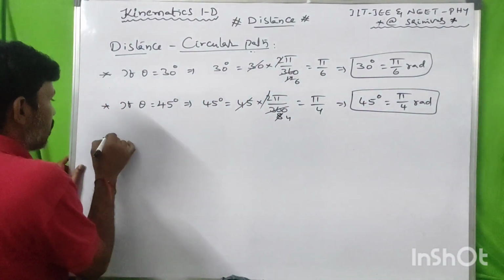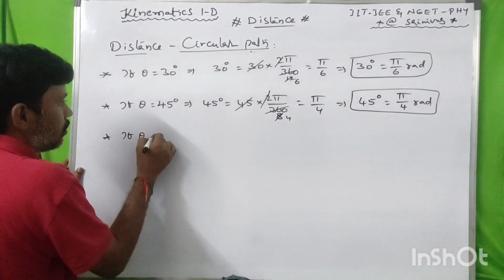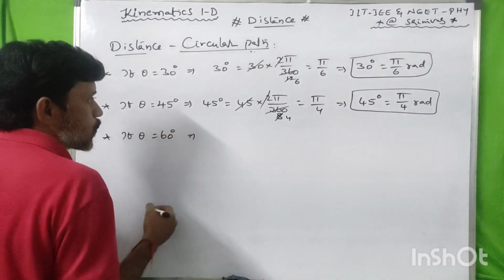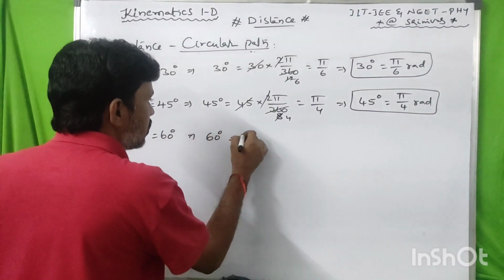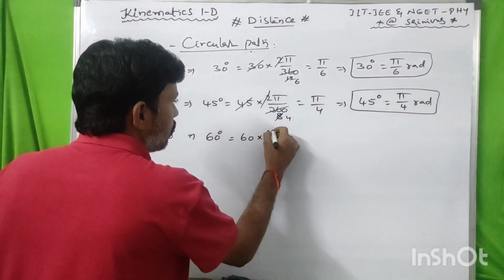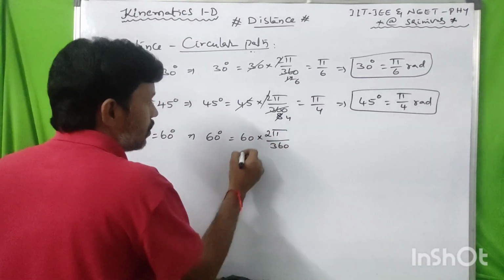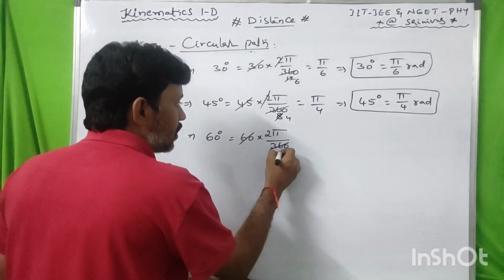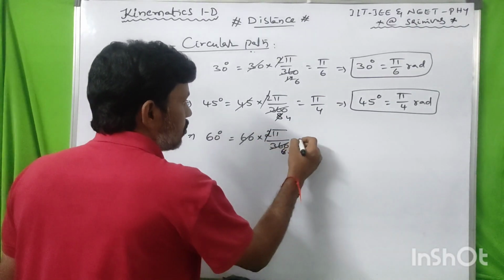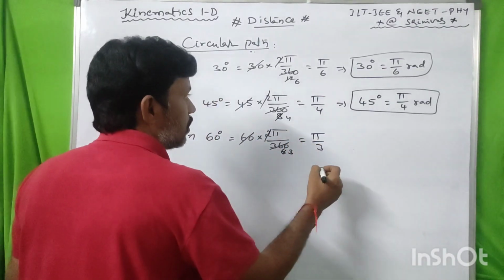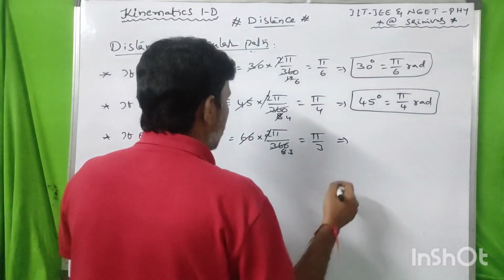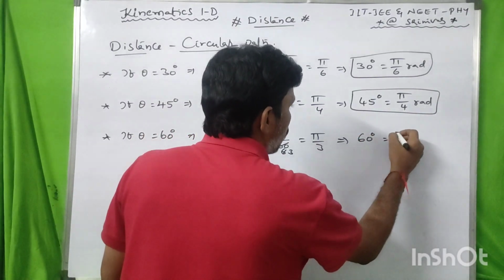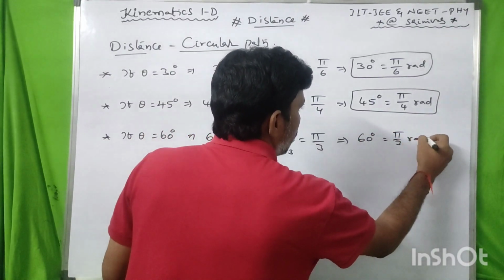Next, if theta is equal to 60 degrees. 60 degrees is equal to 60 into 2 pi by 360. 6 1 times 60, 6 times. 2 1 times 2, 3 times. Answer pi by 3. Done. So therefore 60 degrees is equal to pi by 3 radians. Clear?